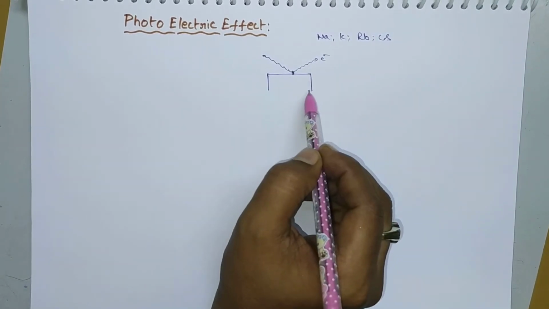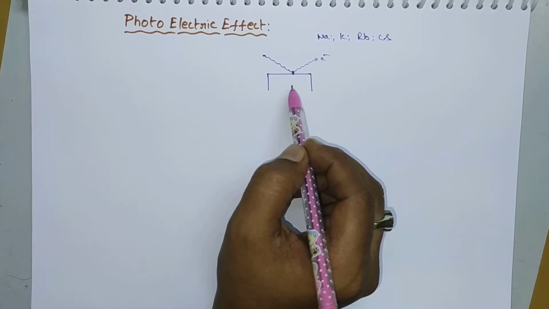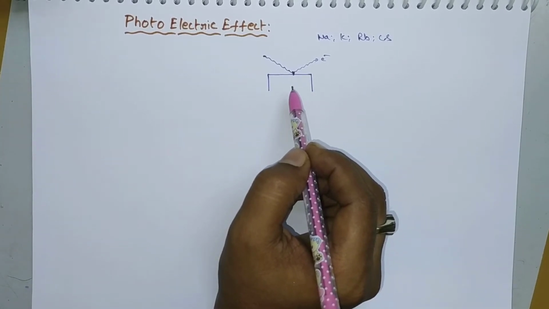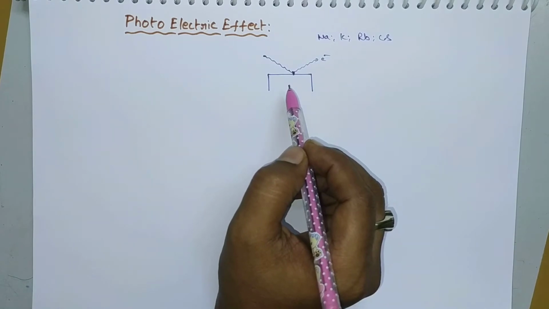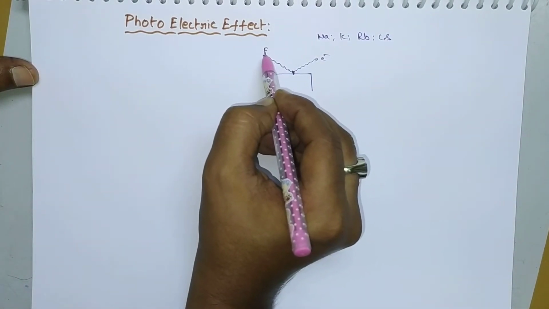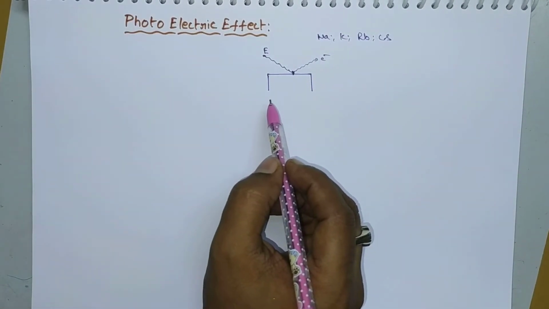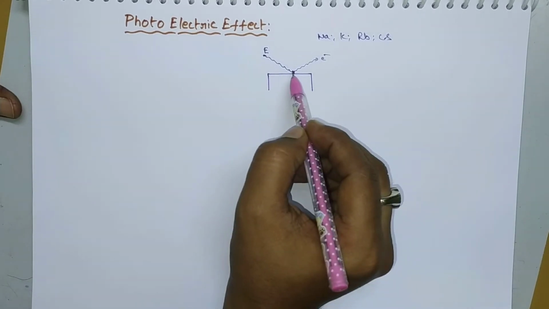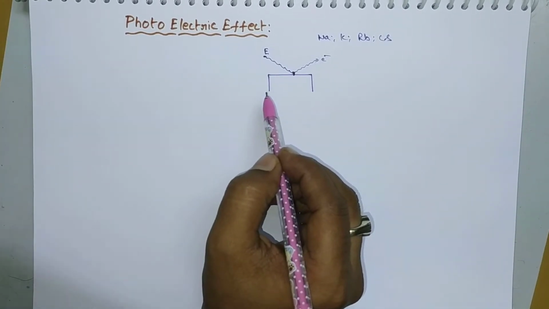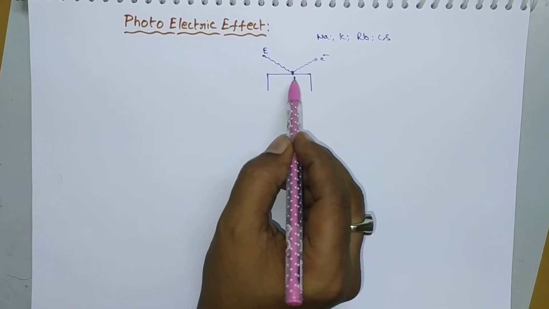Here the electrons are present in the outermost orbit of these metals, so these electrons can be easily ejected by the incident radiation. Here we are using incident radiation of energy E. The incident energy is utilized mainly in two ways. The first point is to remove the electron from the surface of the metal.